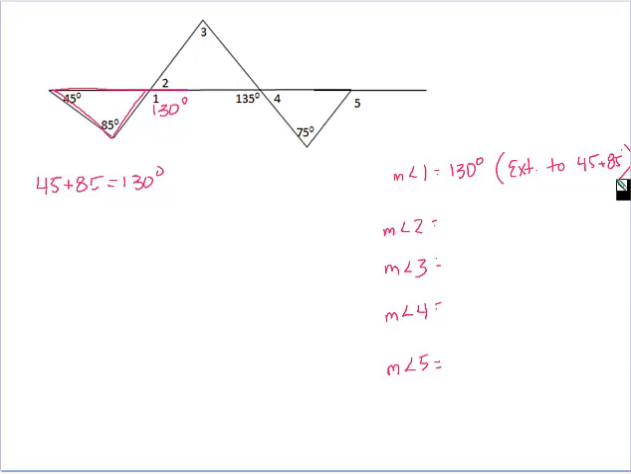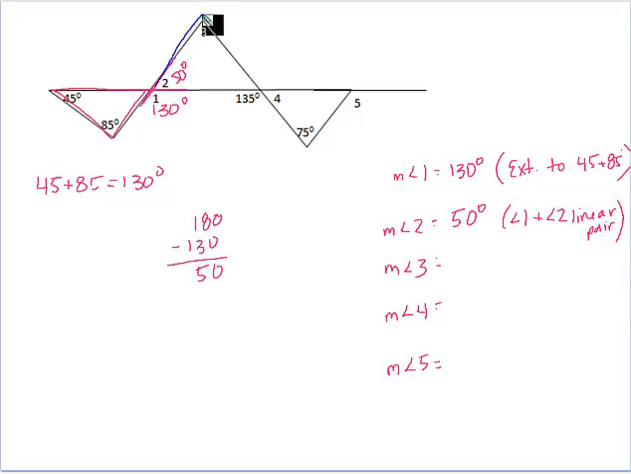All right, angle 2. Well, now if you look at angle 2, angle 1 and 2 form a linear pair. So since they form a linear pair, they have to add to be 180. So we would just have to take 180 minus 130 to get 50 degrees. So angle 2 is 50 degrees. Okay, moving right along to angle 3.